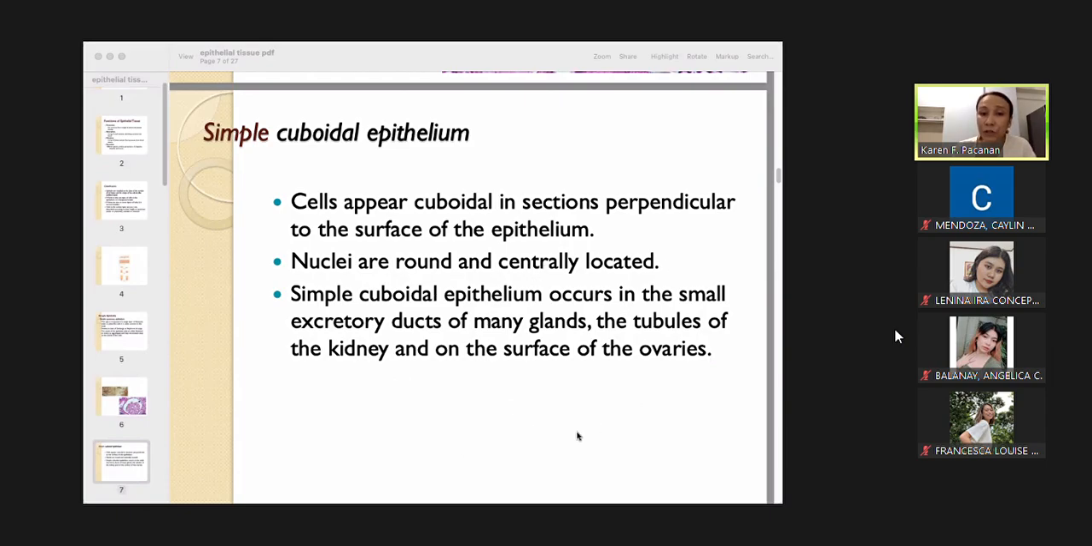These are examples of locations where simple cuboidal may be found. In the slide viewing yesterday, we used the slide of the kidney tubules to show us the simple cuboidal. But aside from that, it is also found lining the ducts of many glands. A good example would be some segments of the major salivary gland lined with simple cuboidal epithelium. The next example of location would be the surfaces of the ovaries. Okay, so these are the locations where simple cuboidal epithelium can be found.